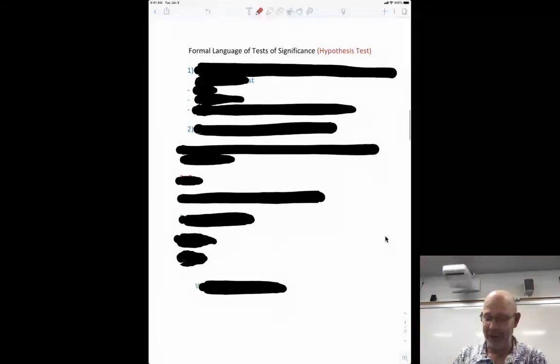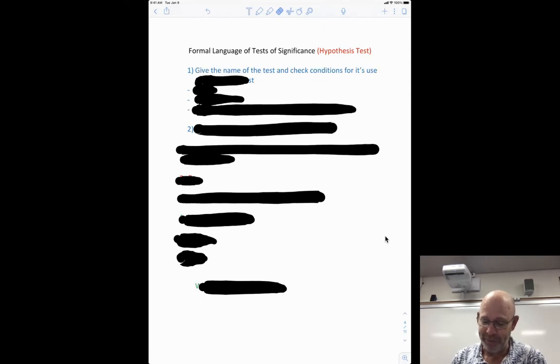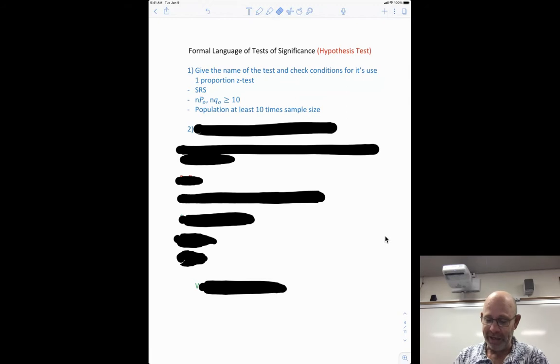We'll see. Anyway, here's the formal language for a test of significance. The first thing you do, and we're going to number these, is you name the test. So you must name the test. This is called a 1 proportion z test. That's the name of this test. There are other tests that we're going to do.